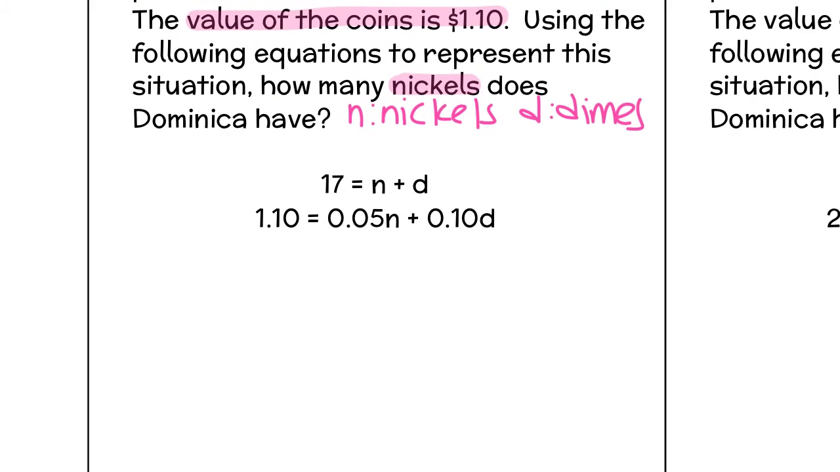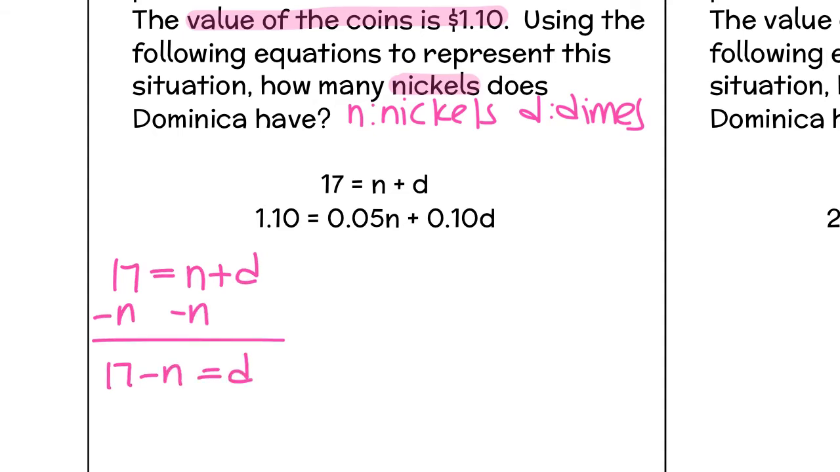So let me rewrite that. 17 equals N plus D. And just pick a letter. I'm going to pick D. I want D to be by itself. So that means I need to subtract N from both sides. And that would get me 17 minus N equals D. So now that D is by itself, I'm going to look at the second equation, find where D is, and plug in this expression right there.